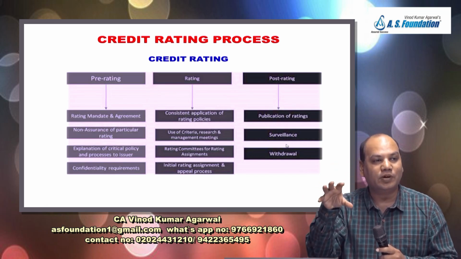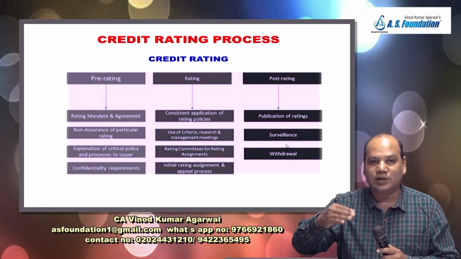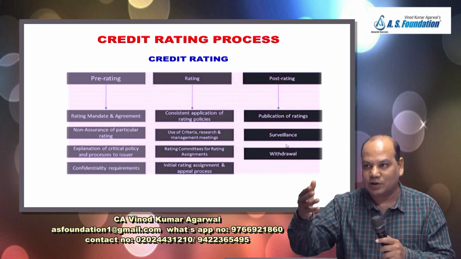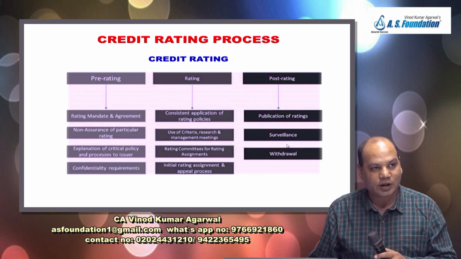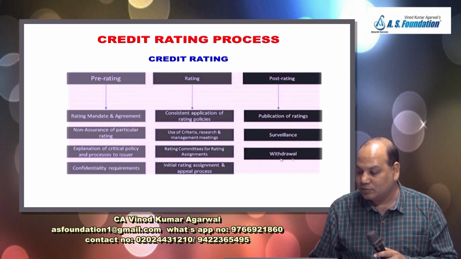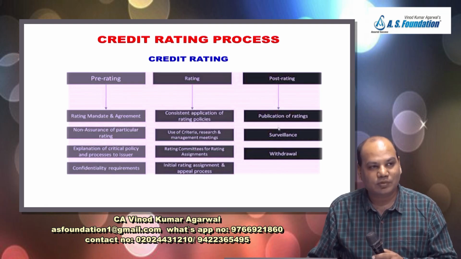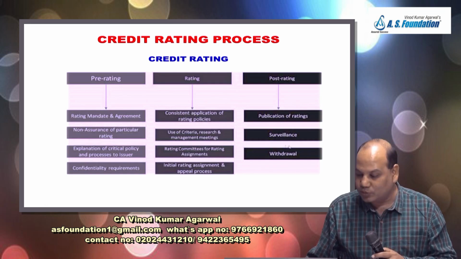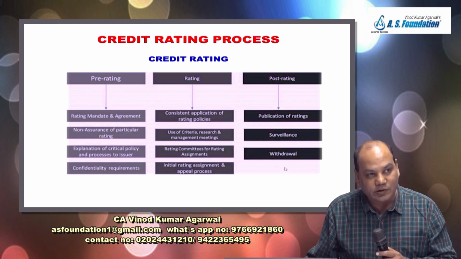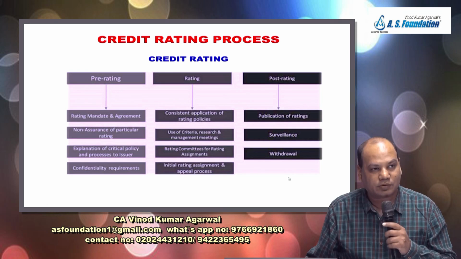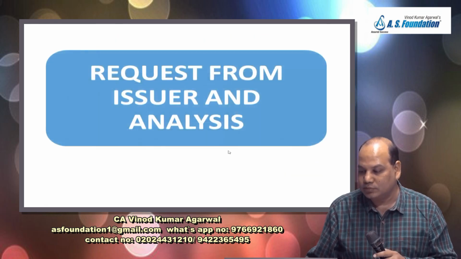Suppose you have issued a 5-year bond. It's not that the circumstances, situation will remain the same. So that is surveillance. Rating companies, if required, they may withdraw the ratings also at a later stage. Maybe a bond was issued with AA rating, but later on the condition of the company has gone bad and they are not able to pay the interest or principal. They can even revise their rating or withdraw their ratings also. So this is post rating.